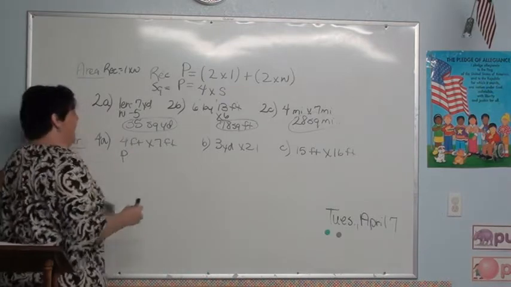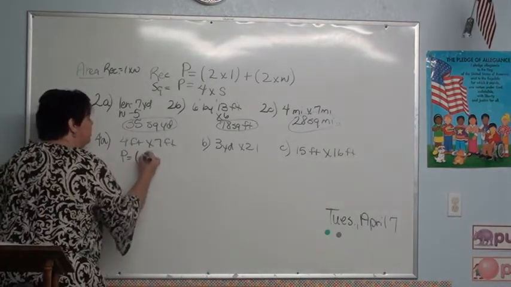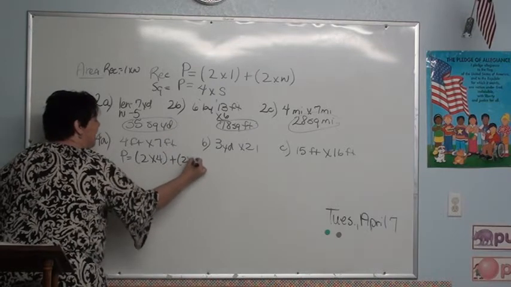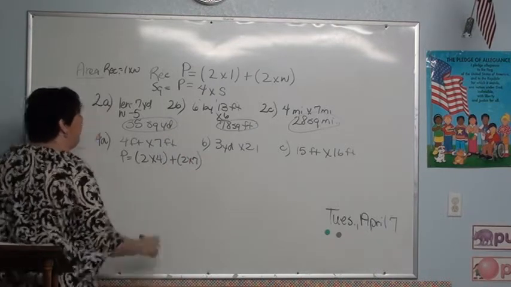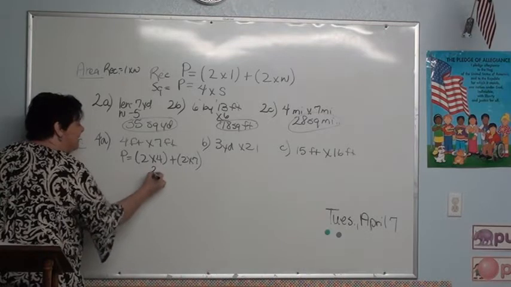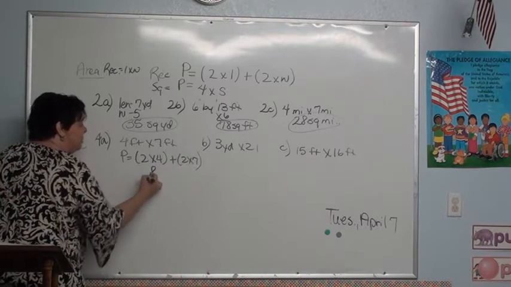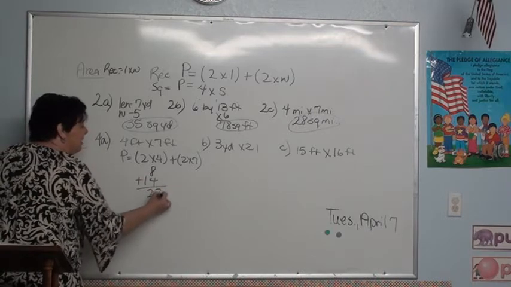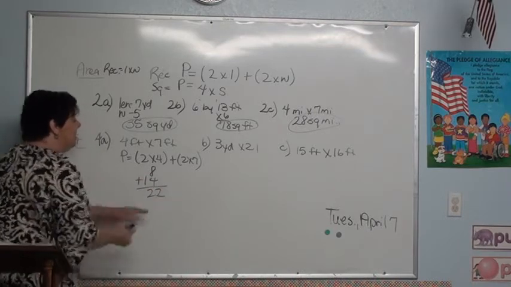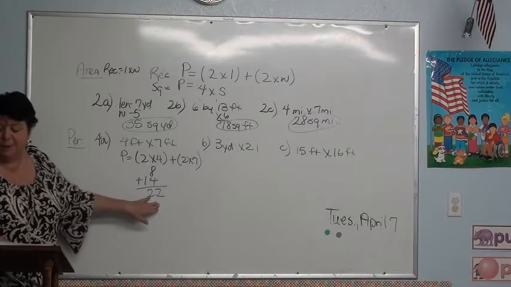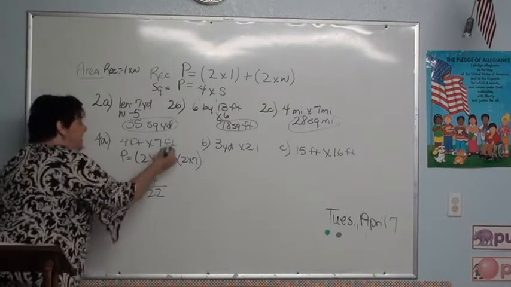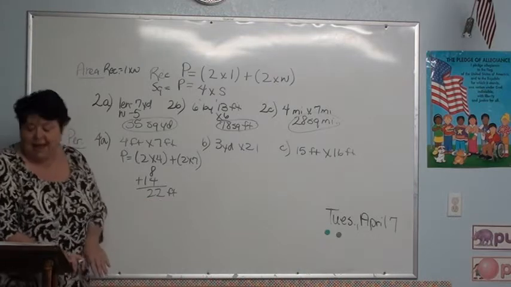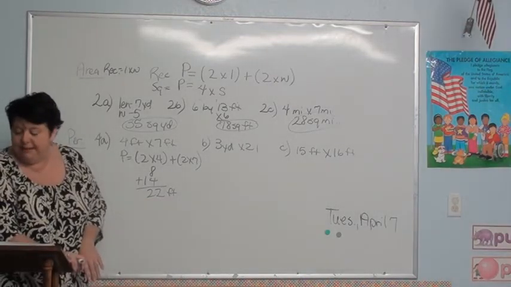So we're on 4A. Perimeter equals 2 times 4 plus 2 times 7. Let's do the math. 2 times 4 is 8. 2 times 7 is 14. We're going to add those together. We have 22. 22 feet is the perimeter. So we've done 4A. Now we're going to do B.